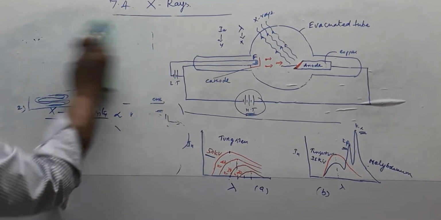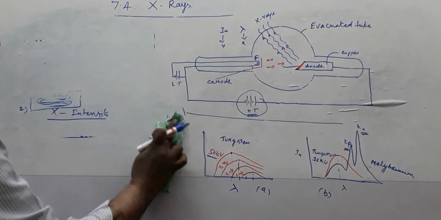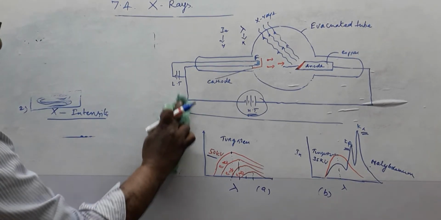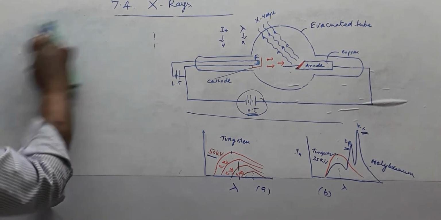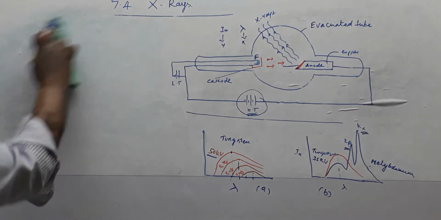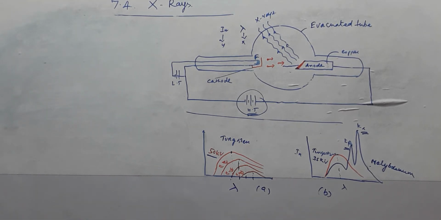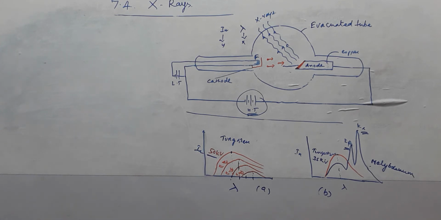I hope you understand clearly. That's why I want to give, one by one, the properties and the nature of the X-ray quality. This is called intensity.